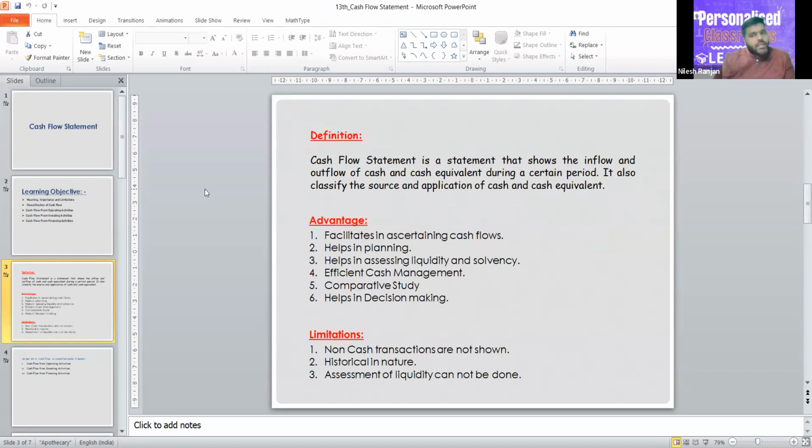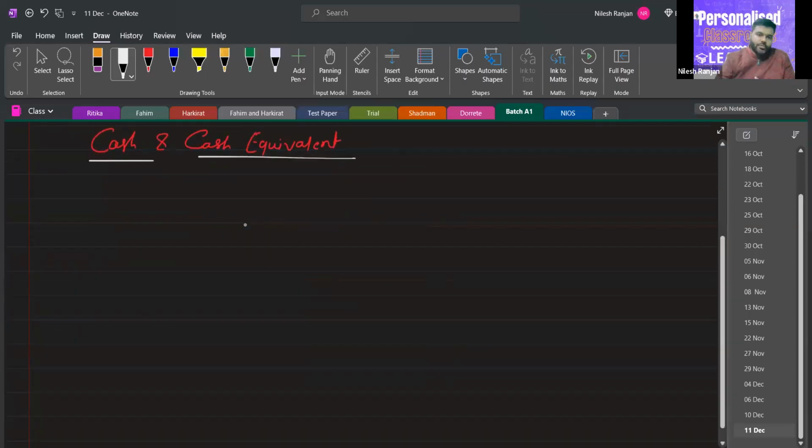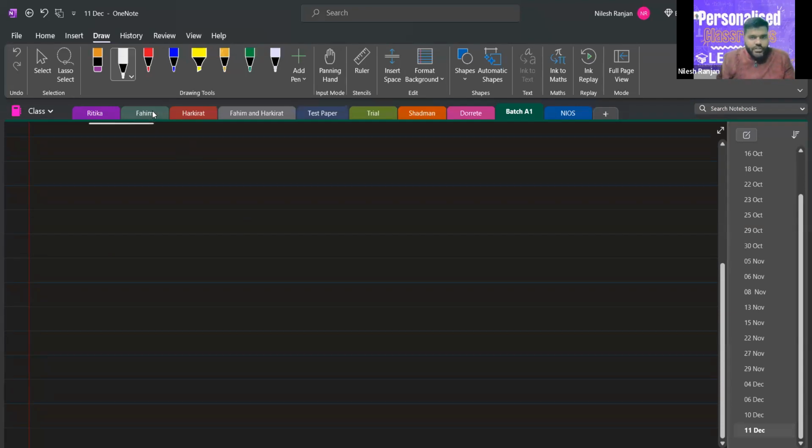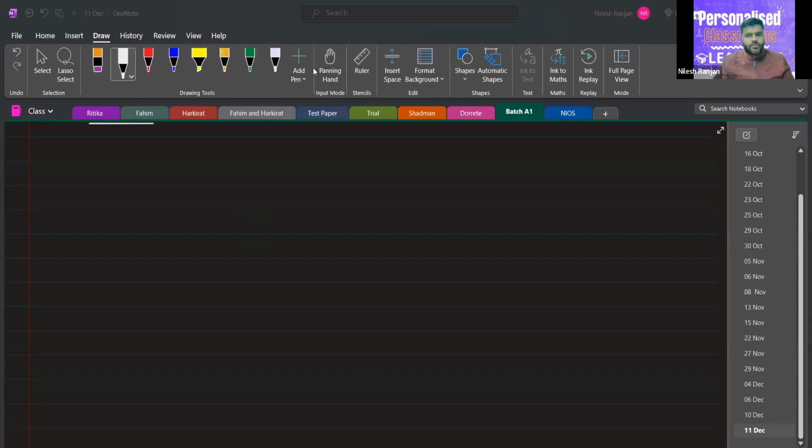Now, why are we doing this? First of all, the question is why we are preparing cash flow statement. Can you tell me any idea you have that why we are preparing cash flow statement? Yes, Ritika. Financial position. You're not sure?